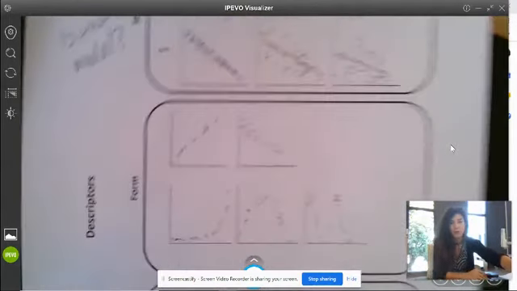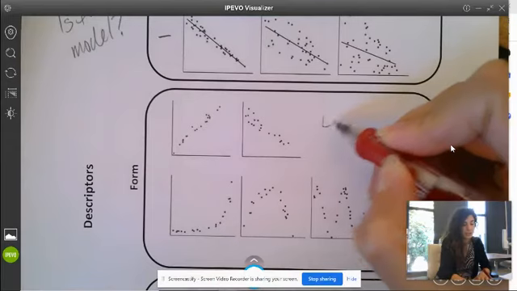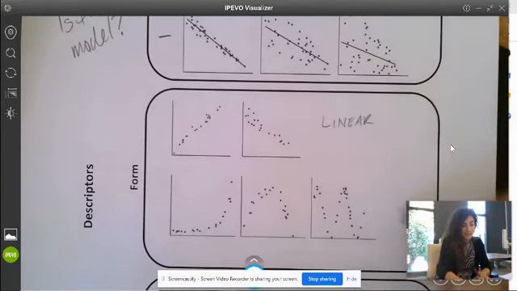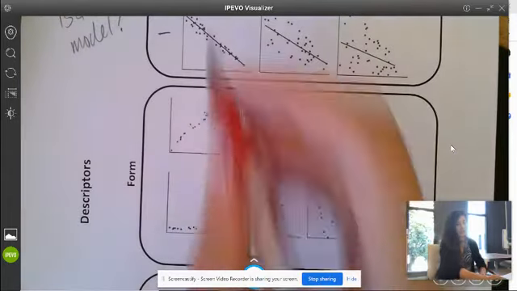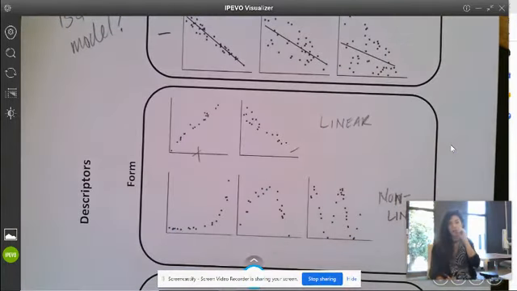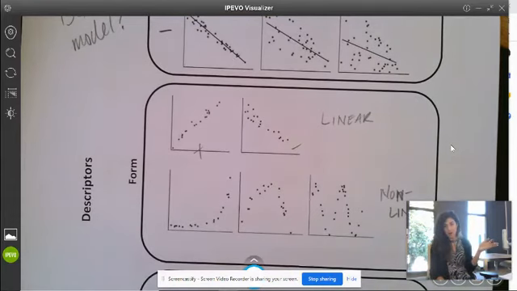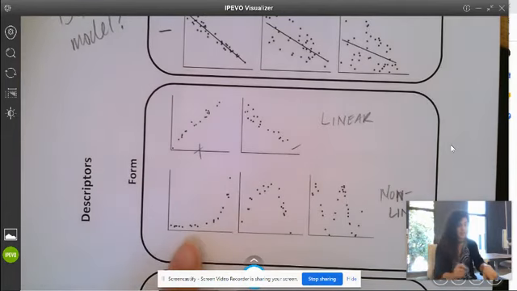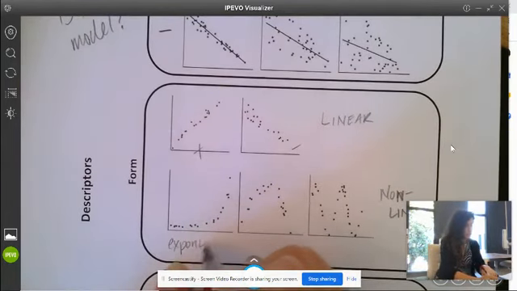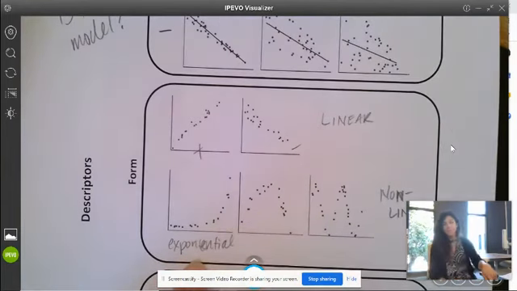We also have a form. We mostly talk about linear and non-linear. This is your linear, this is a positive linear and a negative linear, but we also then group all of the other non-linears together as just non-linear, but you could also reference it in the model that you might use to predict it. This guy right here would be an exponential graph, as it has that like sloping upward dramatically.